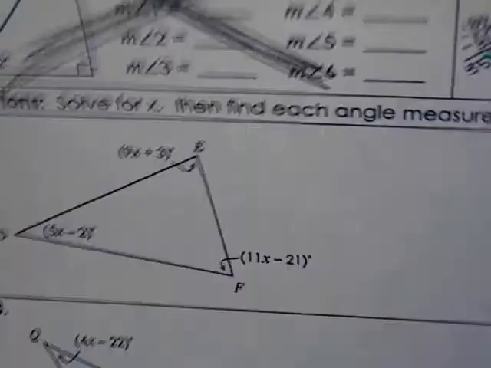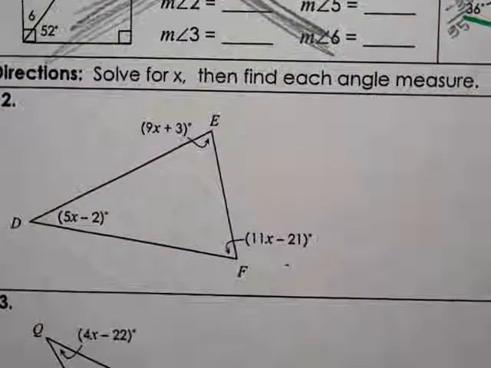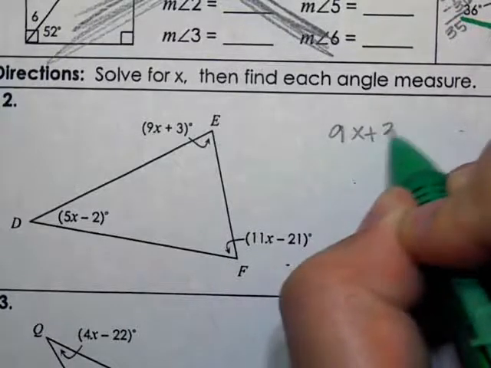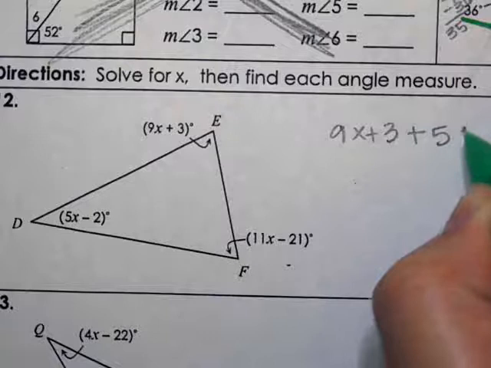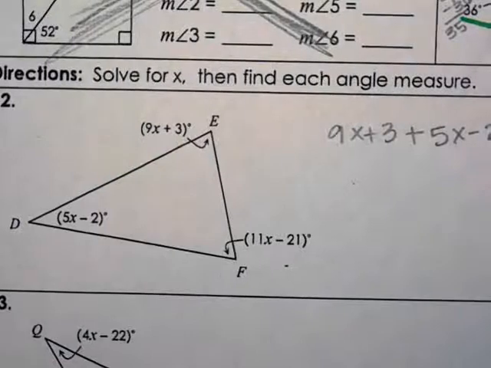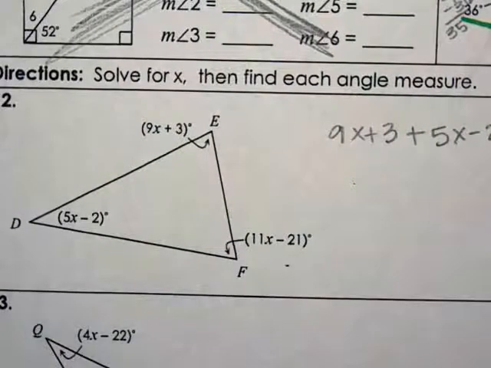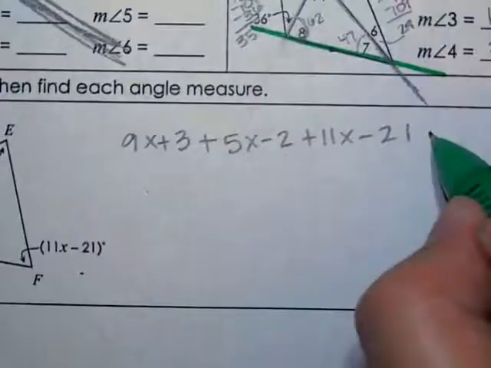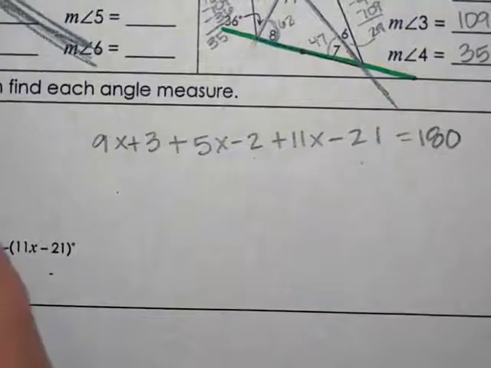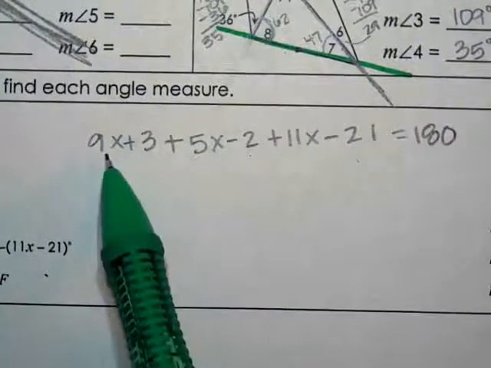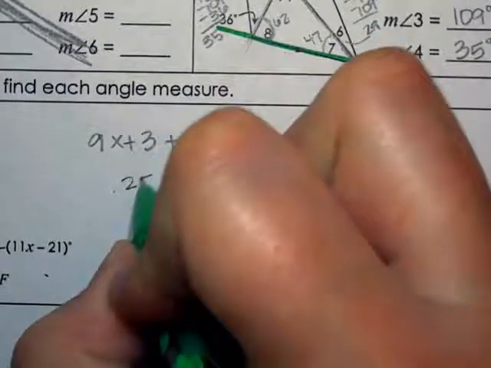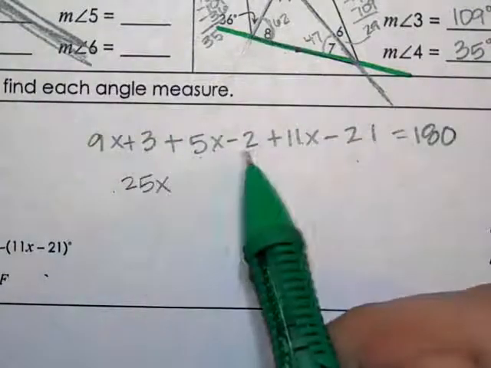You add everything together and you say that it equals 180. So we're going to say 9x plus 3 plus 5x minus 2 plus 11x minus 21. So I'm just taking all three of these, I'm adding them up, equals 180. Okay. And then when I combine like terms, that's 25x. Is that what you guys got? 25x? Okay. 3 minus 2 is 1. 1 minus 21 is minus 20. Is that what you guys got?